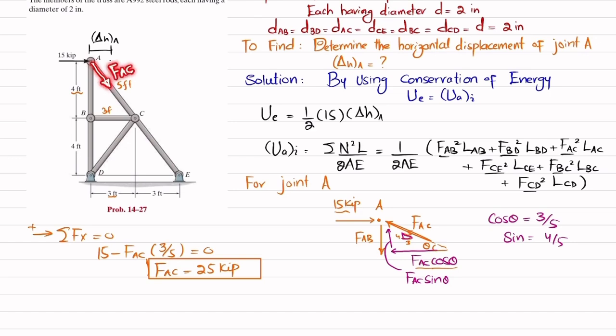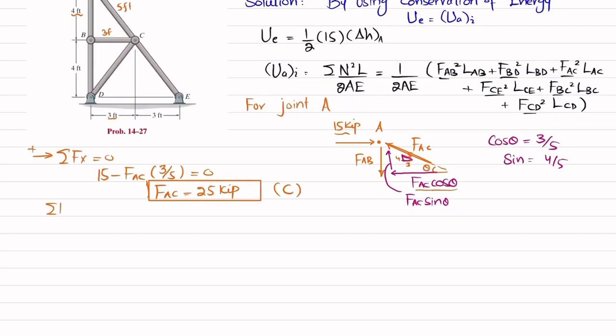So it means that this member is in compression, so I will write here C. Now we will apply another equation of equilibrium, that the sum of all forces along the y direction must be equal to 0, and upward force is taken as positive. So you can see FAB is downward.